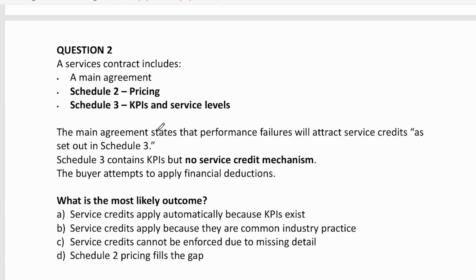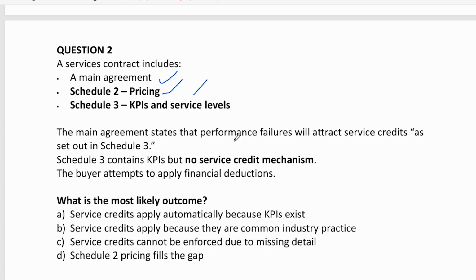To drive that point home, here's a simple question to explain it. So let's talk about that. A service contract includes a main agreement, a Schedule 2, which is a pricing schedule, and then Schedule 3, which talks about KPIs and service levels.